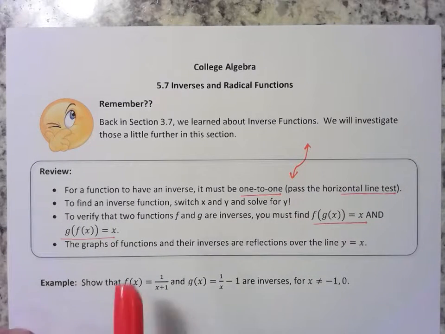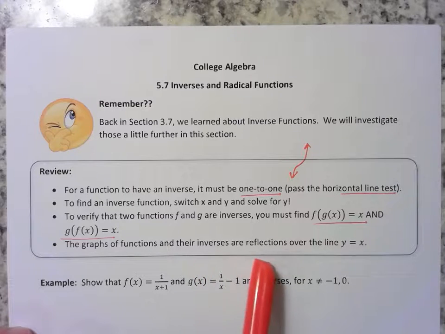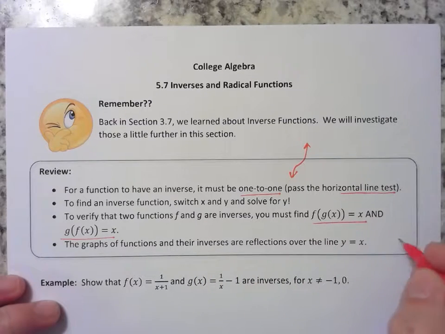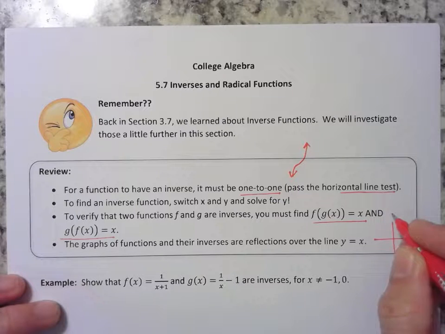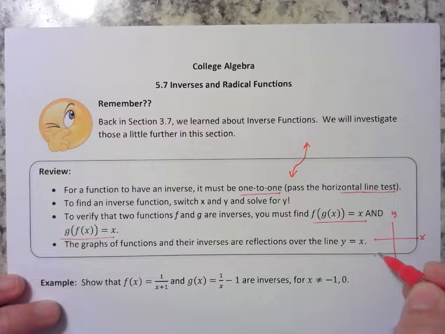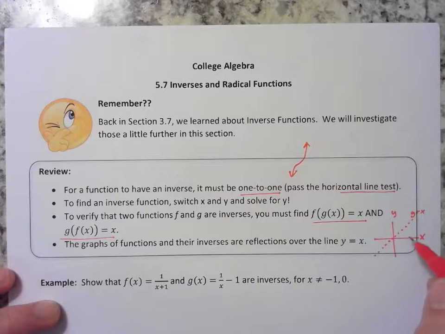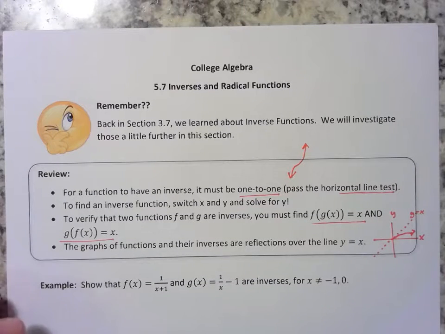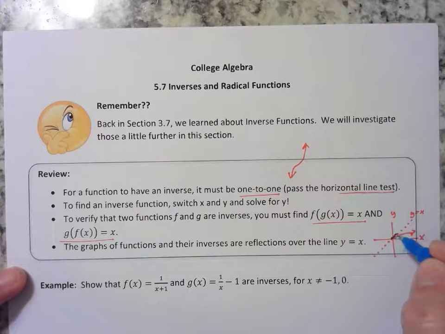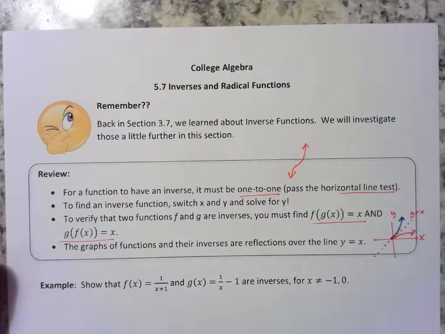The graphs of functions and their inverses are reflections over the line y equals x. So if you have your coordinate plane, remember y equals x is this line. So let's say that our function is, I don't know, this one. Well, if that is our function, its inverse will be reflected across this line. So it would look something like that. That's what it means for a function and its inverse to be reflections across the line y equals x.